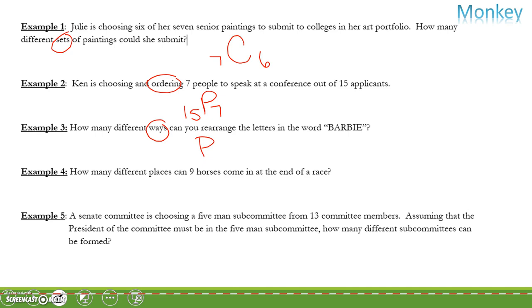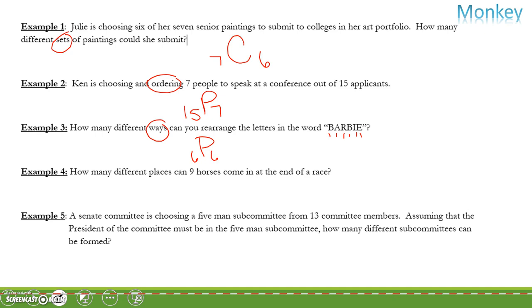You rearrange the letters in the word Barbie. So this doesn't have any numbers in it. So what you got to do is figure out how many letters you have to choose from. So I count the amount of letters, B-A-R-B-I-E. So I count that up, and there are 6 letters there. And I'm rearranging it into, we are going to assume, other 6-letter words, unless it said otherwise.